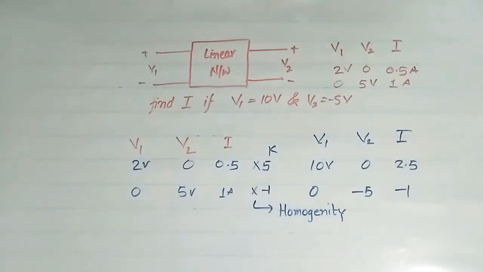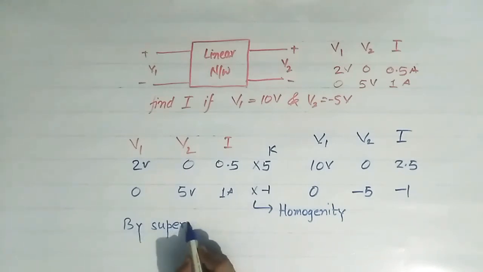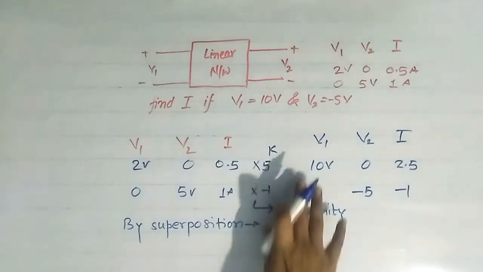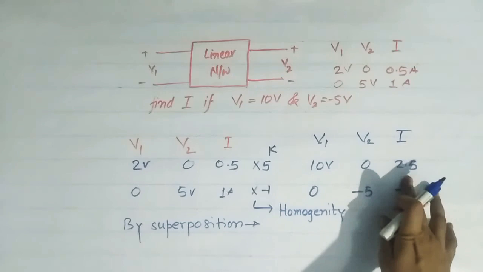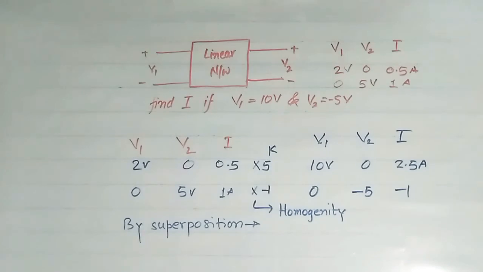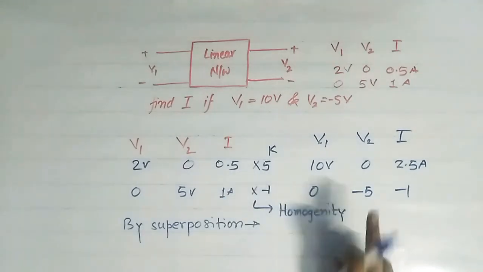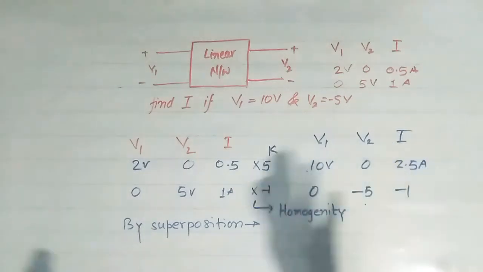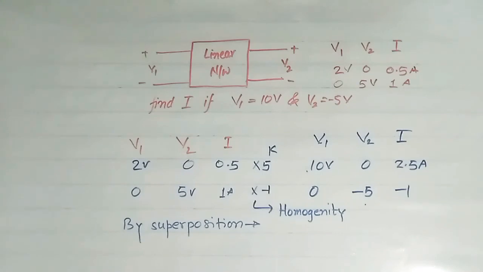Now we will apply the principle of superposition. By superposition, see here, if V1 is applied, then current was 2.5 ampere because V2 is equal to 0. And when V1 is 0 and only V2 is applied, then current was minus 1. If both these sources are applied simultaneously, then current will be equal to the sum of these two currents. This is the principle of superposition.